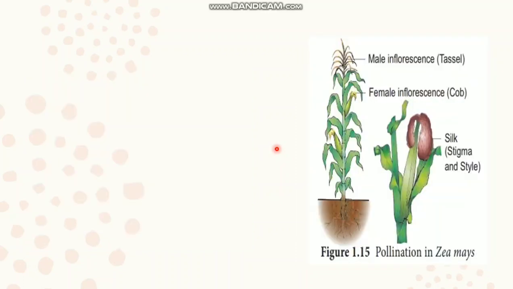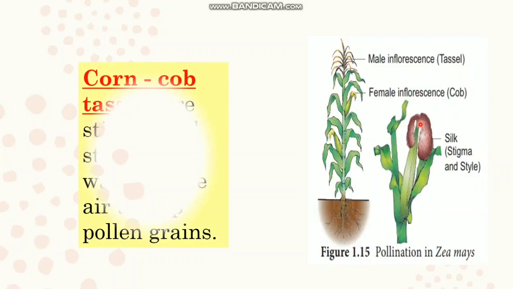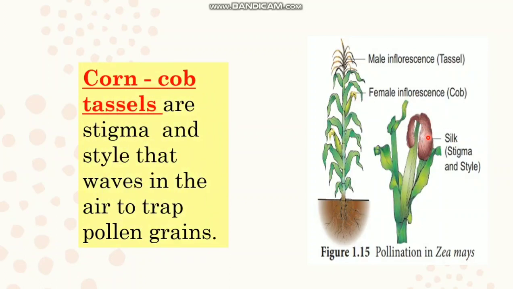This is the maize plant, and here you can see at the top there is the male inflorescence and here the female inflorescence is there. The tassels of the female inflorescence, that is the silk threads which you see, are nothing but stigma and style which wave in the air in order to trap the pollen grains.